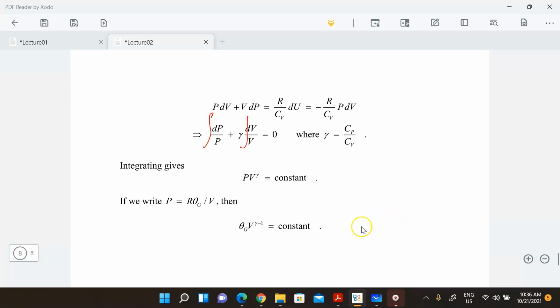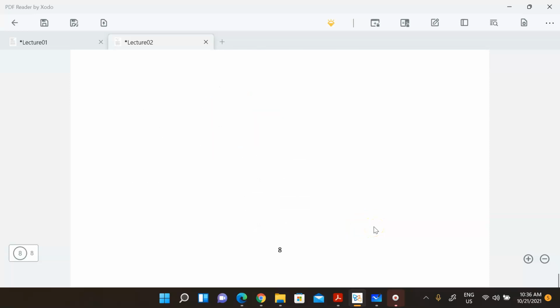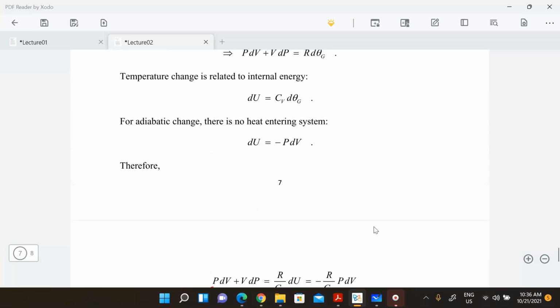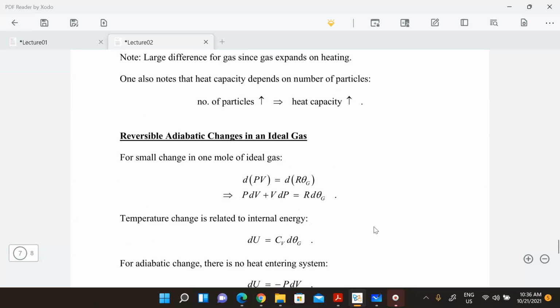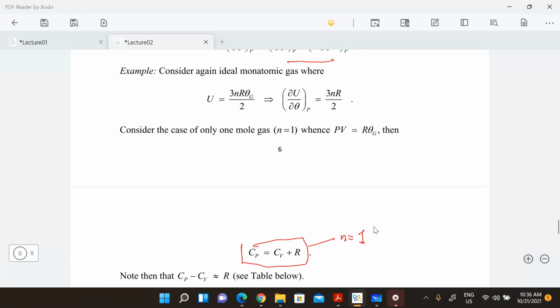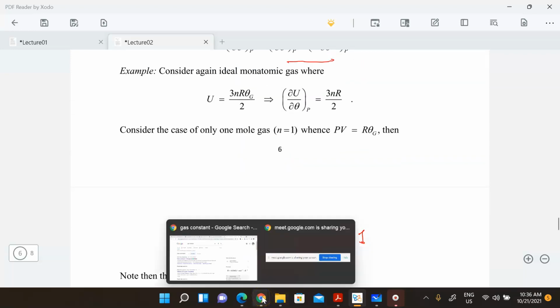So I think I will have to stop there for today because that's all I have. And that's the end of chapter 1 of that particular book. So any questions?